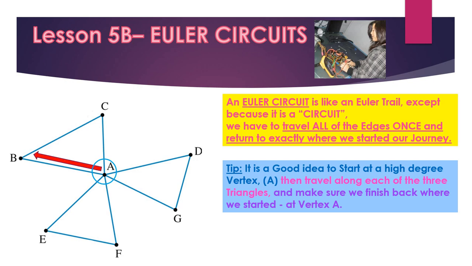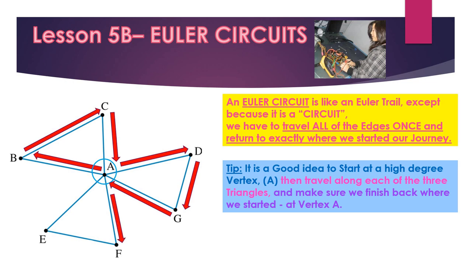So here we go. We go A, B, then we go from B to C and C back to A. So we've done that first triangle, done all the edges in that. Now we'll do the one on the right. We head over to D, down to G, and back to our home base at A there. And we've done that triangle. And now we just have to do the bottom triangle. So we shoot down to F, across to E, and back to home base at A.